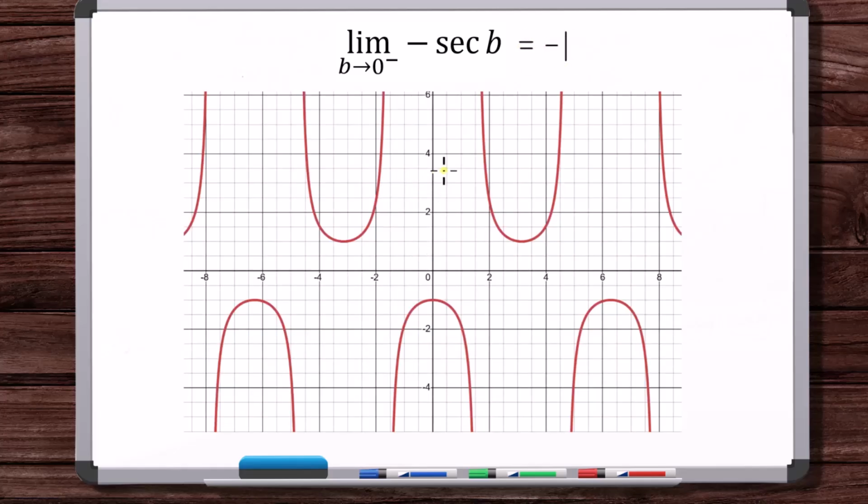Secant does have vertical asymptotes because cosine can be 0. The output of cosine can be 0, but that's going to be at like pi and 2 pi. At 0, cosine is equal to 1. So that's why here secant, when the input is equal to 0, it's just continuous here. Approaches minus 1.